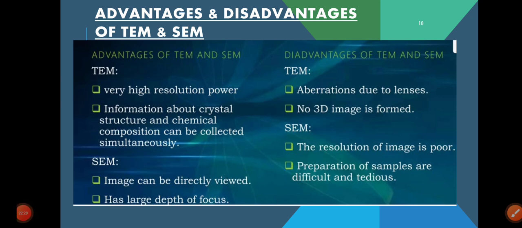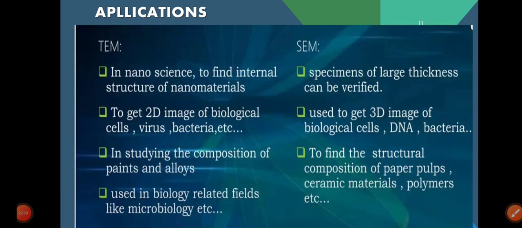Now next, see the applications of TEM and SEM. This TEM we use in the nanofield to find the internal structure of nanomaterials, to get the 2D image of biological cells, viruses and bacteria, and in studying the composition of paints and alloys. And we can use it in biology related fields like microbiology, etc.